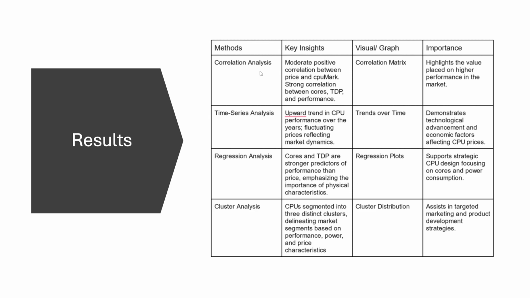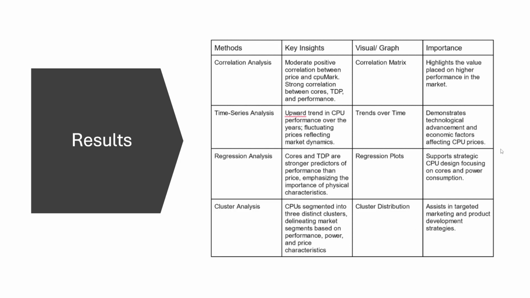For example, the correlation analysis really highlights the value placed on higher performance in the market. The time series is the one that demonstrates the technological advancement and economic factors that affect CPU prices. And the cluster analysis really assists in target marketing and product development strategies.